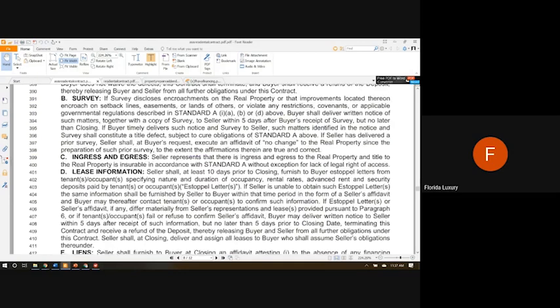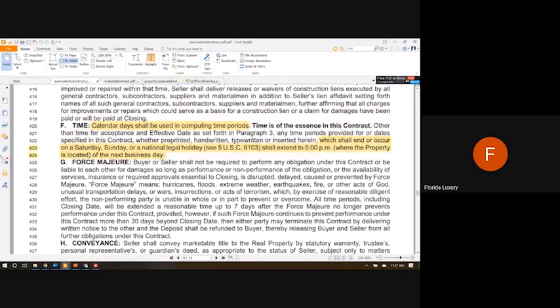Now, as we go through time, calendar days are used in computing time periods. You have a 7-day inspection, that is 7 calendar days, not 7 business days. So we write a contract on Saturday, we do a 7-day inspection. It ends on a Saturday. We technically have till 5 o'clock on Monday, according to this contract.